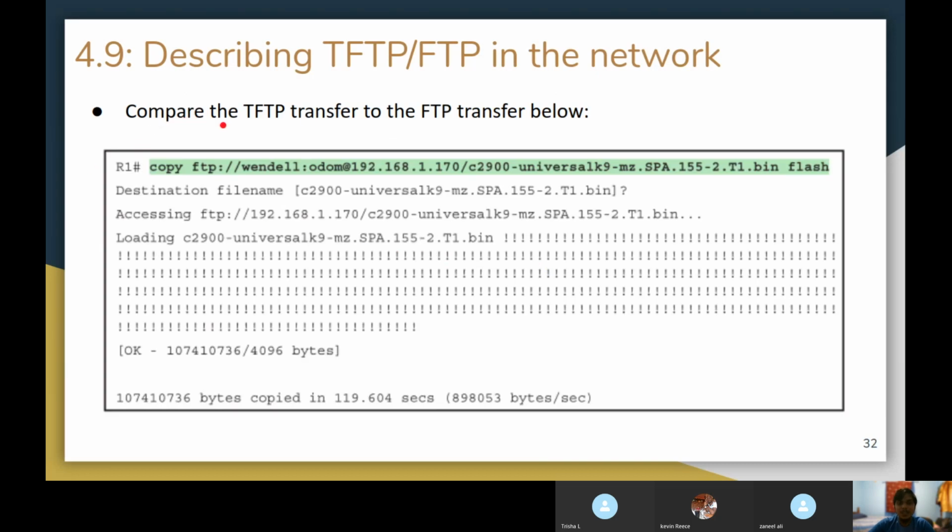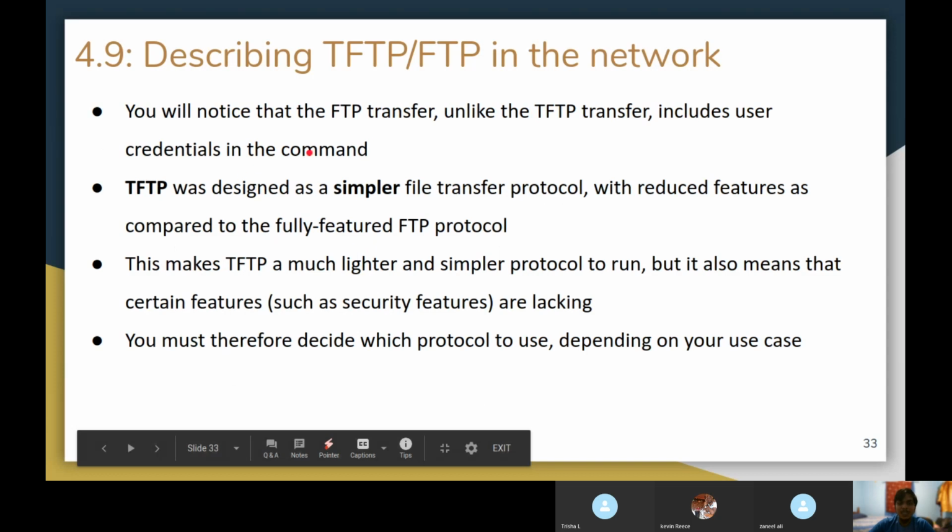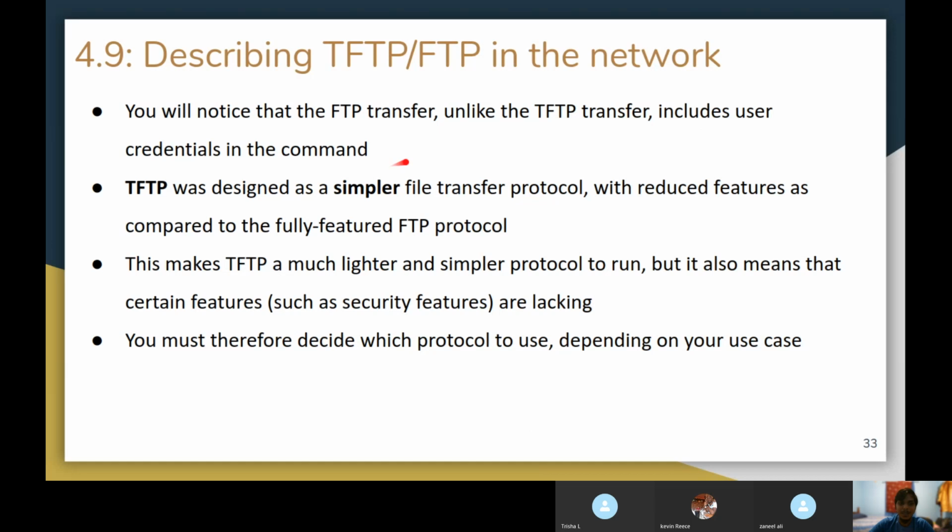Now, compare that TFTP transfer to the FTP transfer below. So you see copy ftp, and there's the author of the textbooks. Then the IP address of the server. We put in his username and password here, right? And then the file name. And then flash. So it's a much longer command. And then destination file name there. And then accessing that, and we'll get the same loading and stuff, and then it'll finish here and give you the results there. You'll notice that the FTP transfer, unlike the TFTP transfer, includes user credentials in the command.